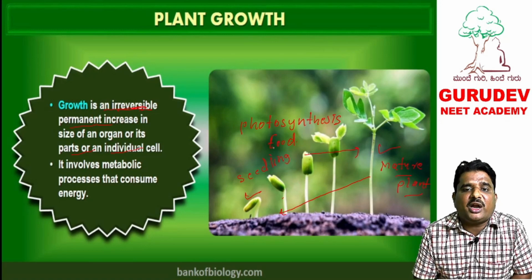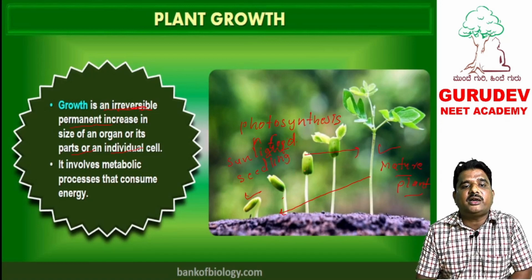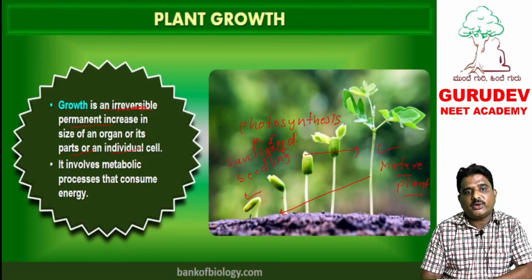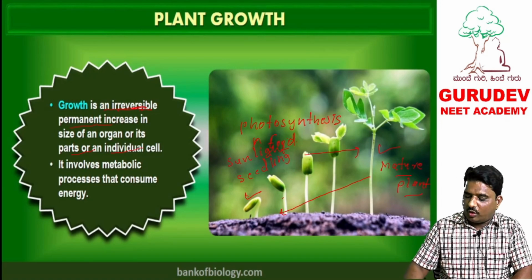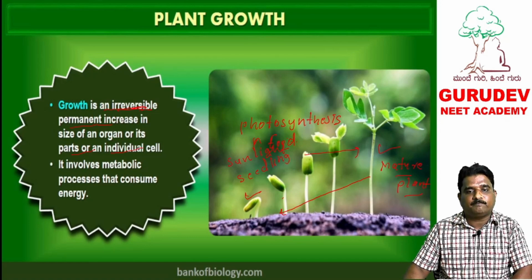Which energy can the plant use for growth? Sunlight energy for photosynthesis, you know that. Using sunlight, photosynthesis happens, and the food from photosynthesis is utilized for the growth of the plant. That's why the growth process involves metabolic processes. Okay, this is the definition of growth.